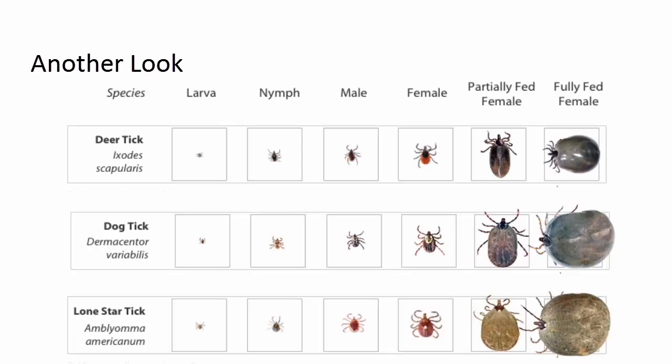Let's take another look. Here in Massachusetts, the two most abundant types of ticks are the deer and dog ticks, while the lone star tick is much less common. Ticks transmit infection only after they have attached and become engorged from the blood meal of their host. Different types of ticks require less or more time to become engorged and transmit disease. Some estimates range from as few as 12 hours to as many as 56 hours of attachment.